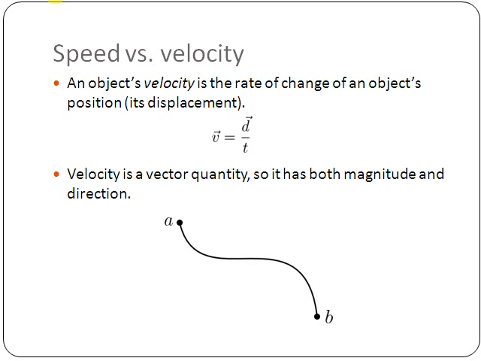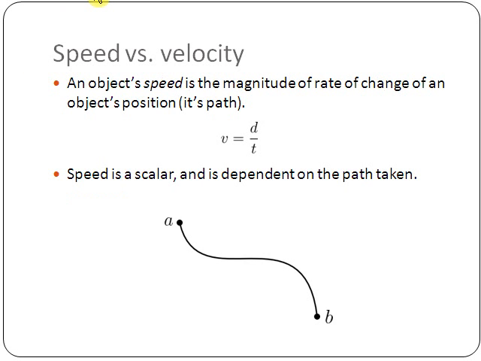So let's move forward here and look a little bit at speed. An object's speed is the magnitude of the rate of change in an object's position, and that is its path. Speed doesn't care about displacement. It doesn't usually care about where you started and where you ended. It only cares about how you got there. And so whenever we're talking about speed, we're talking about this path right here. We don't care about the total distance in the sense of where you started, where you ended. We only care about, in this case, we said it was 20 meters for this particular path. We care about the path that you took.